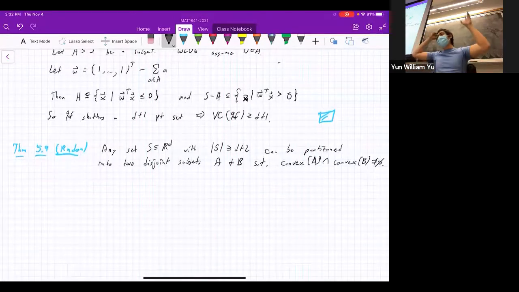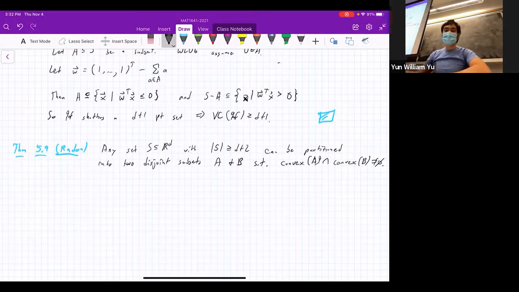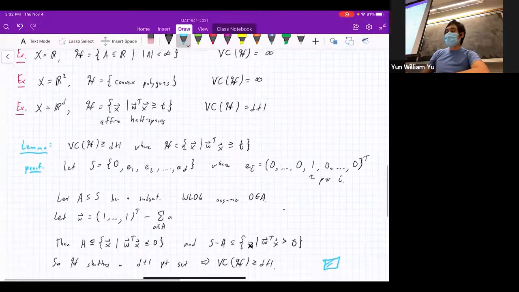Okay, so with this many points, you have to have some intersection in their convex hulls. There is a way of partitioning it such that there's an intersection of their convex hulls. And you can sort of see how this would mess stuff up for our affine half spaces, but let's finish proving this theorem, and then we'll show how we apply this to prove the VC dimension of these affine half spaces.